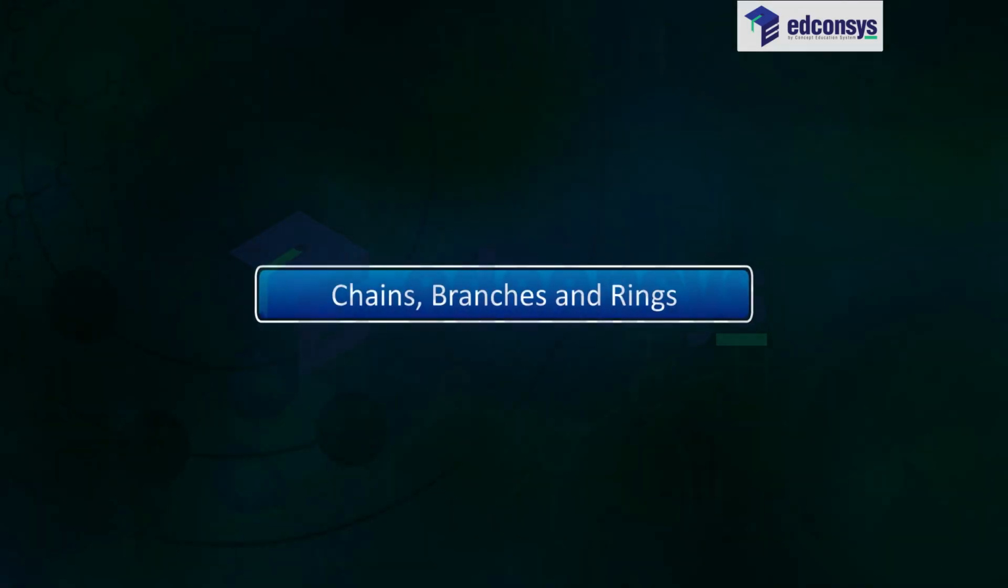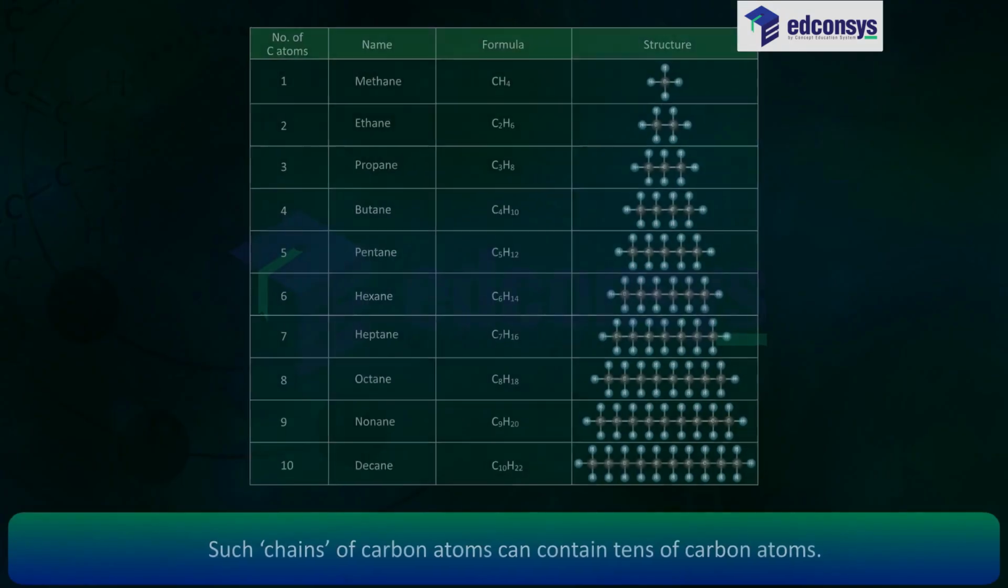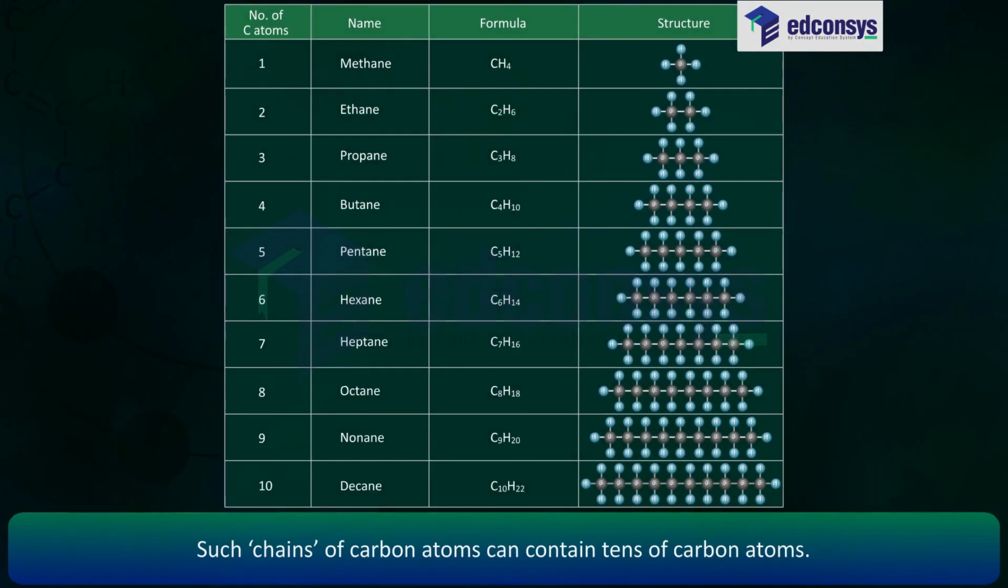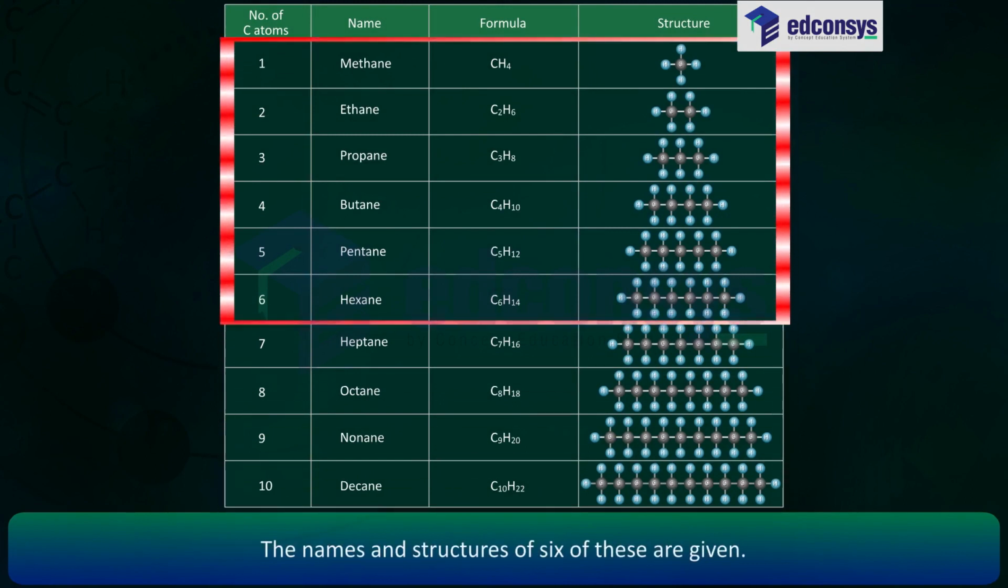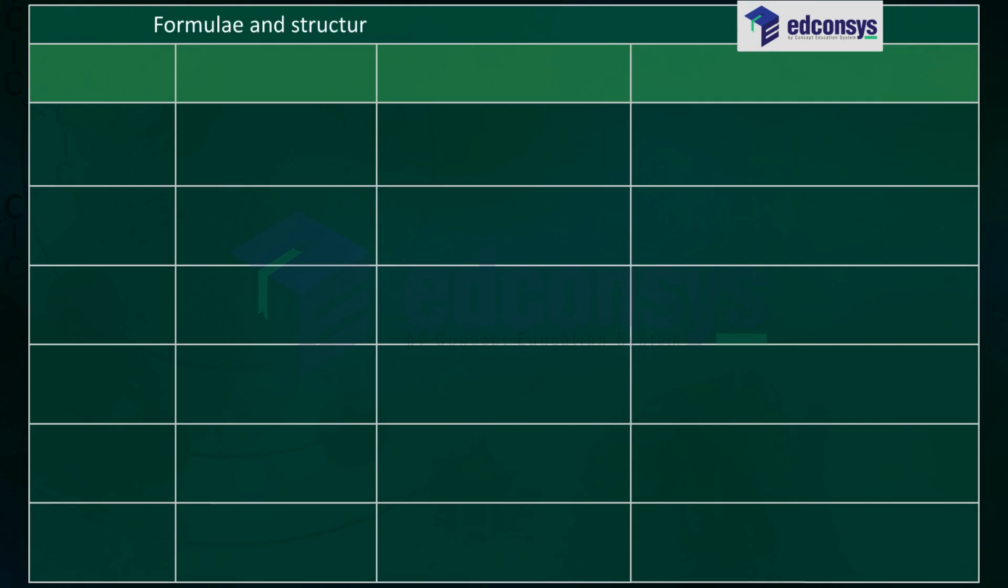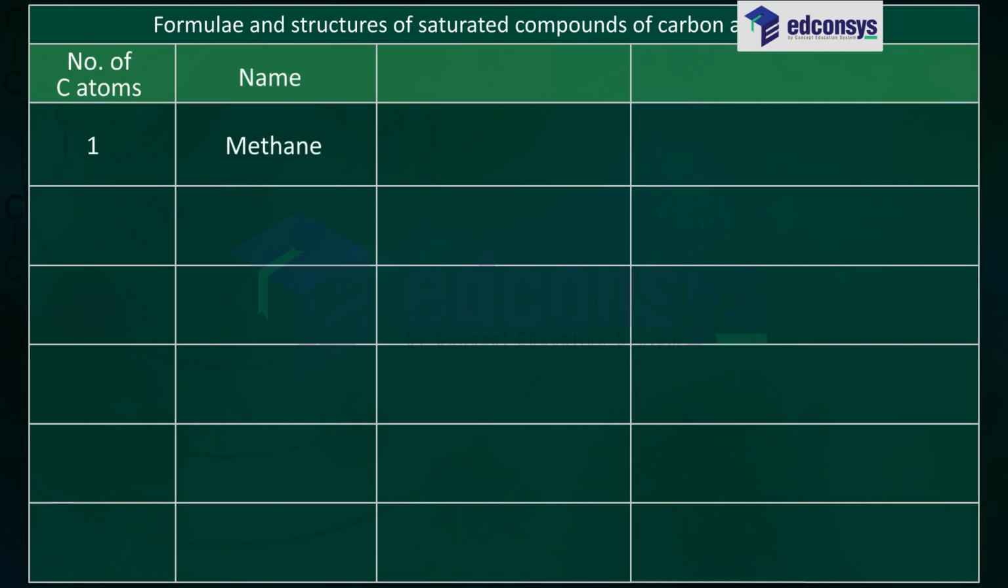Chains, branches, and rings. Such chains of carbon atoms can contain 10 carbon atoms. The names and structures of 6 of these are given. Formula and structures of saturated compounds of carbon and hydrogen. Number of carbon atoms 1. Name: methane. Formula: CH4. Structure.